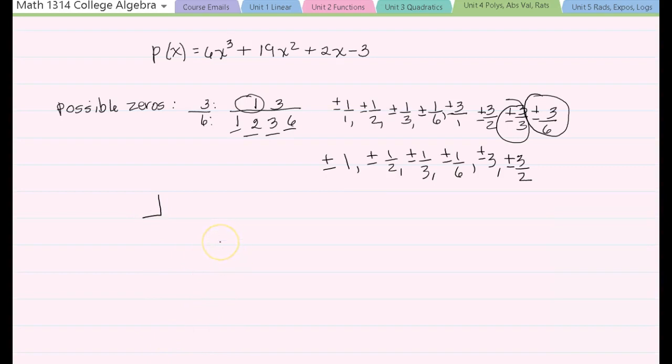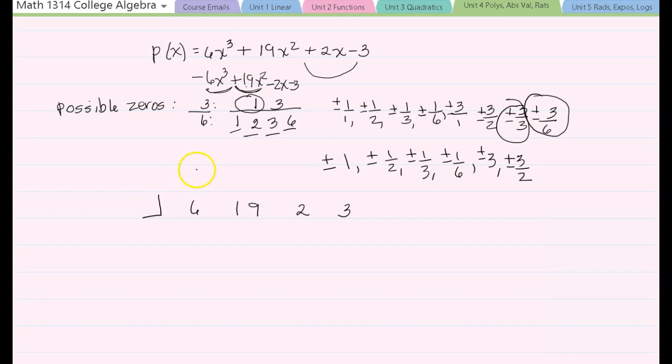Let's set up the synthetic division for our problem. Here's our small box, and the coefficients of our polynomial are 6, 19, 2, and -3. From Descartes' rule of signs, we see that there is one possible positive 0. If we plug in -x into our polynomial, we would have gotten p of -x to be -6x cubed plus 19x squared minus 2x minus 3. And we see that the signs change twice, so there are two possible negative zeros. In fact, there may be 0 chance that there are negative zeros.